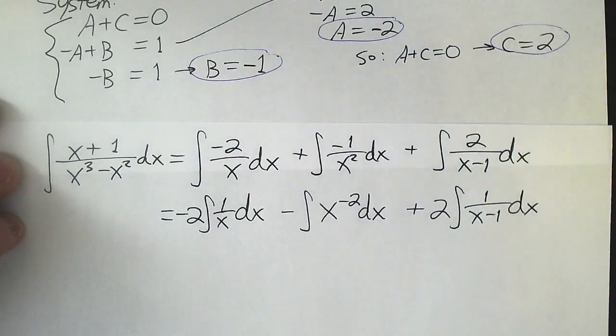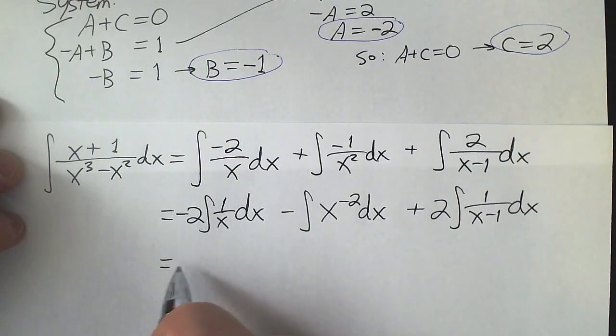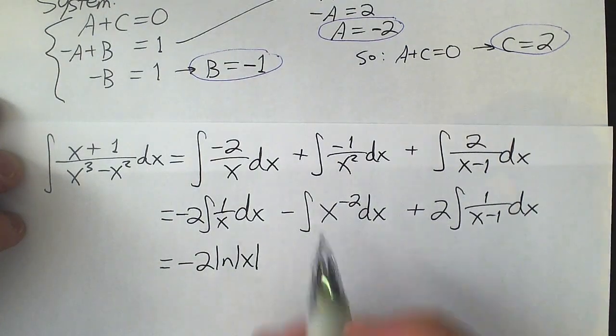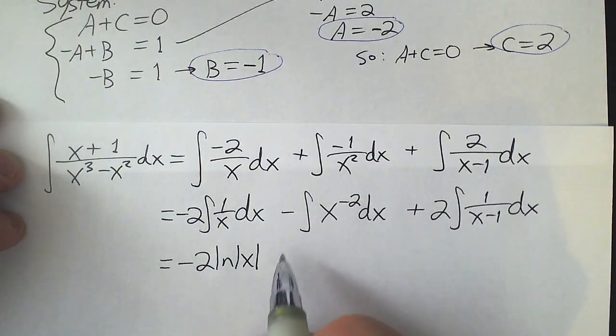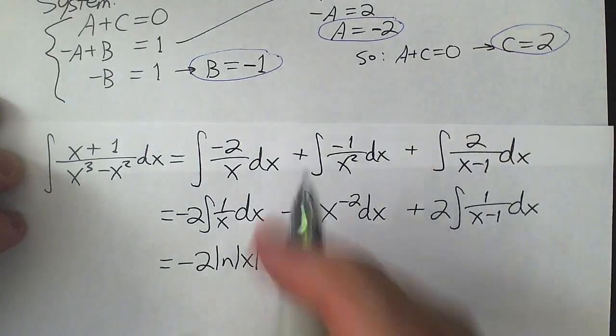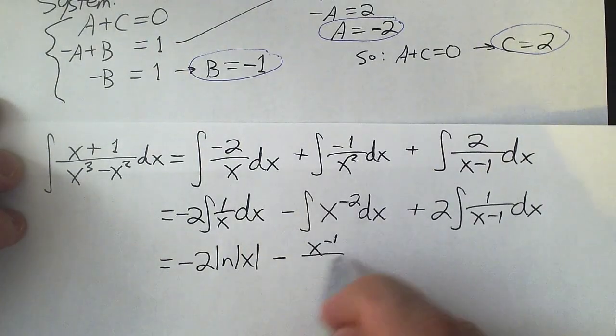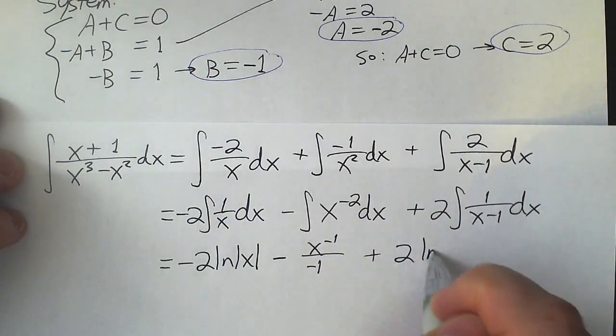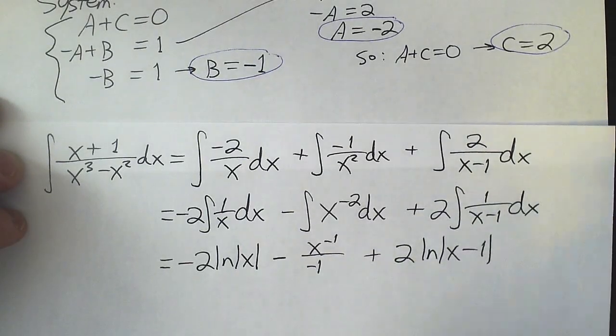Yeah, I like what we've done here. So this is -2 ln absolute value x. When I integrate this, let's see, there's a minus out front. It's just x to a power, so you just use the power rule, right? Looks like that. And then over here, plus 2 ln absolute value x minus 1.